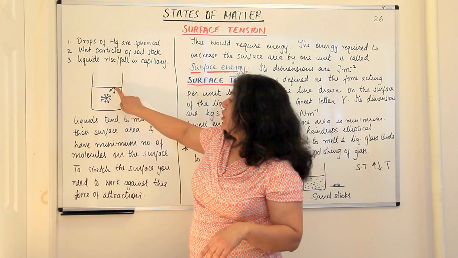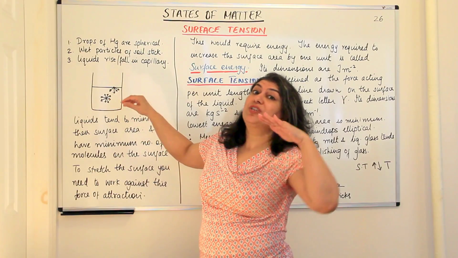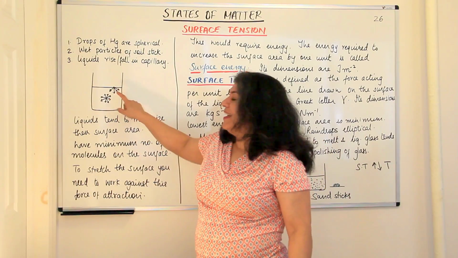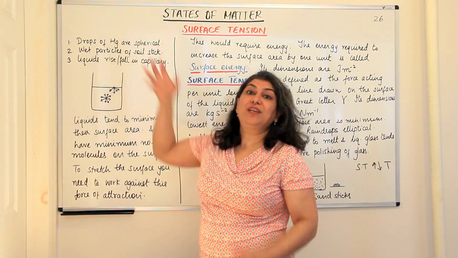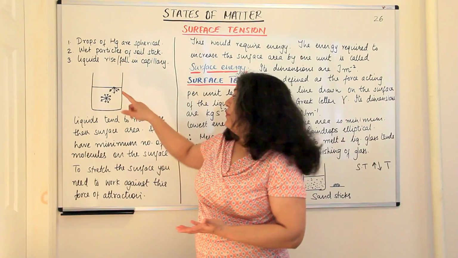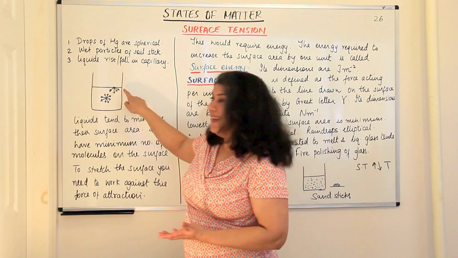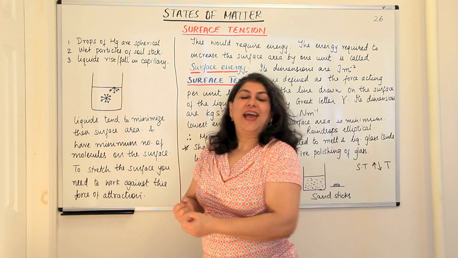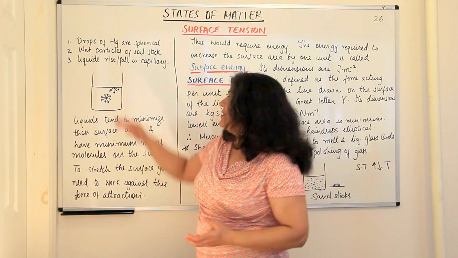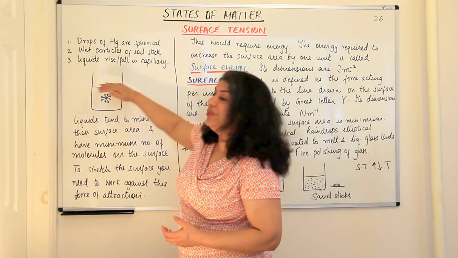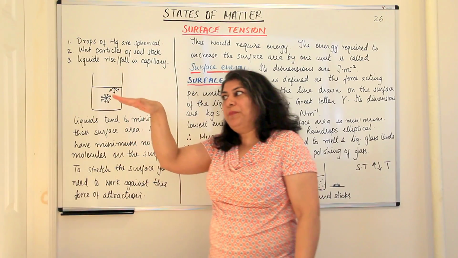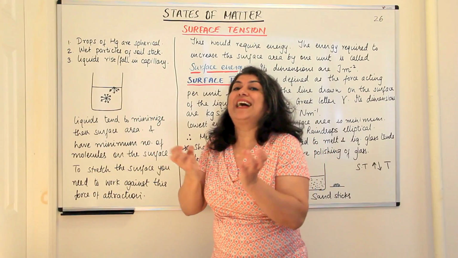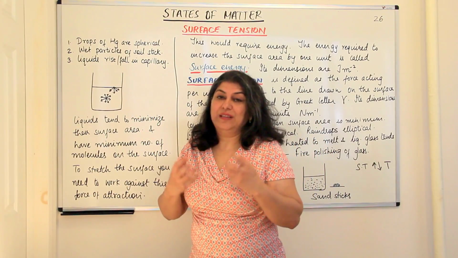But if a molecule of water is on the tip or on the surface, then there is no water molecule above it which is pulling it up. Rather, there are water molecules beside it and under it which are pulling it downwards. As a result of this, what happens? The molecules on the surface tend to be pulled towards the inside of the liquid, the bulk of the liquid.